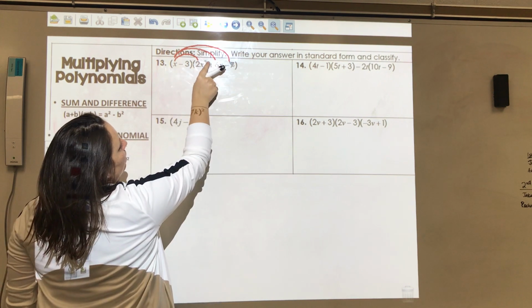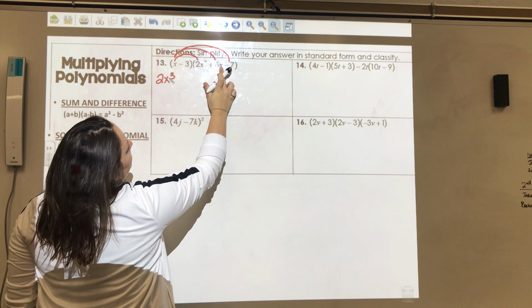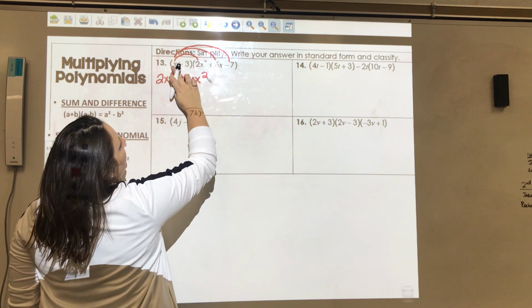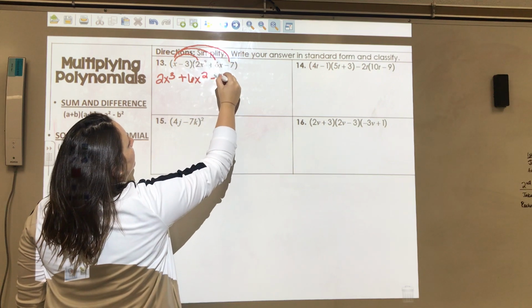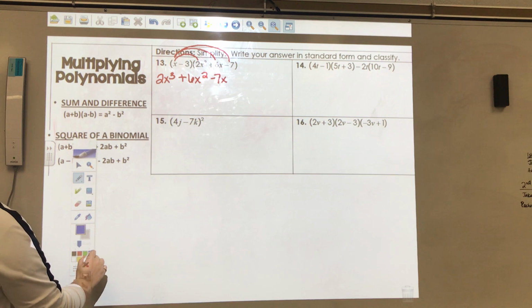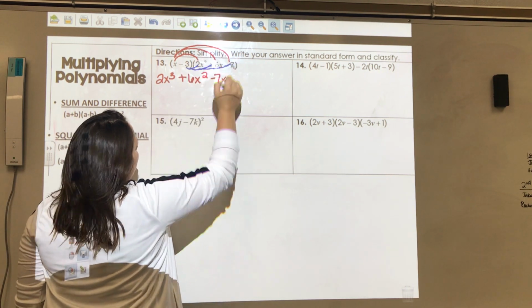X times 2x squared is going to be 2x to the 3rd. X times 6x is going to be positive 6x squared. And then now x times negative 7 is negative 7x. We are not done. We still need to distribute this negative 3 to all 3 pieces, like so.